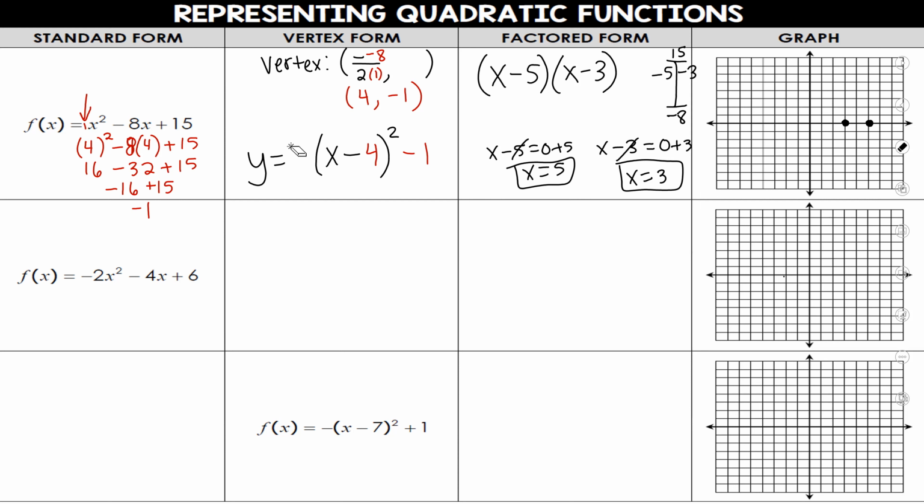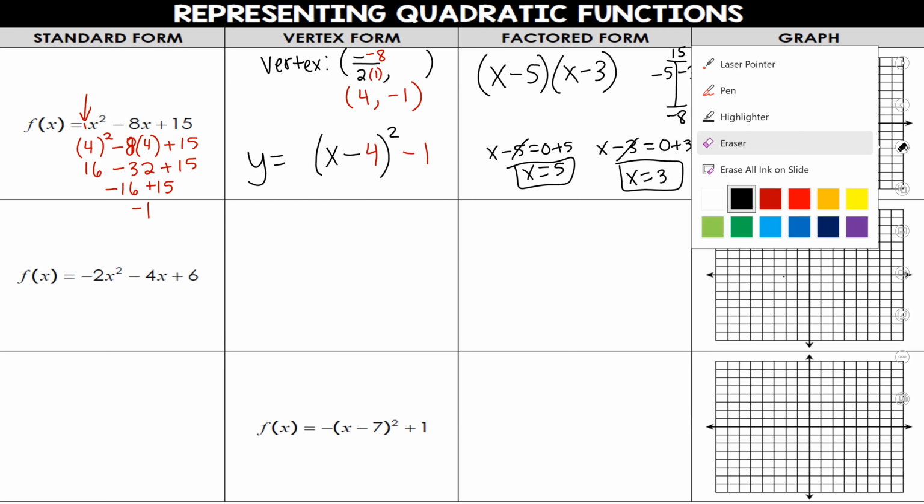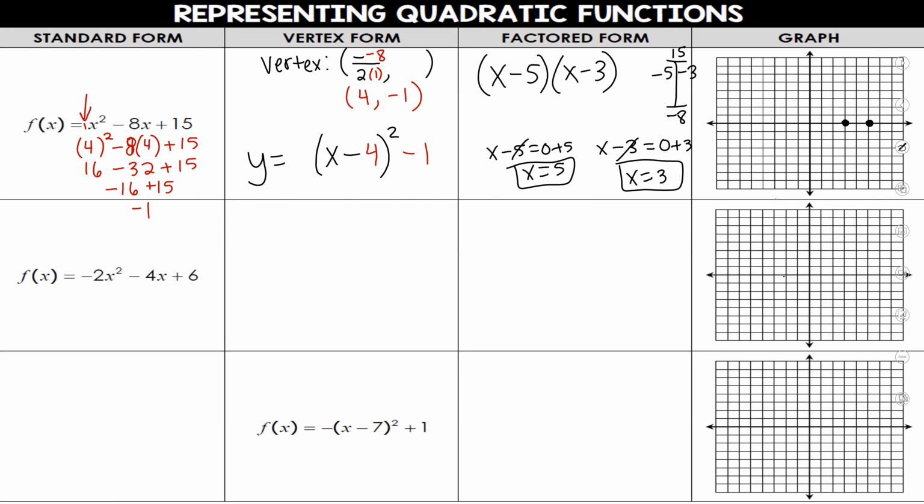Okay, once you have it, we can go ahead and plot the vertex. My vertex was 4, -1, and that makes sense because this went right 4, down 1. So my vertex is right there at 4, -1. So my graph will look like that. The good thing about vertex form is it shows you where your vertex is, and the good thing about factored form is it tells you where your x-intercepts are, so you can easily graph.